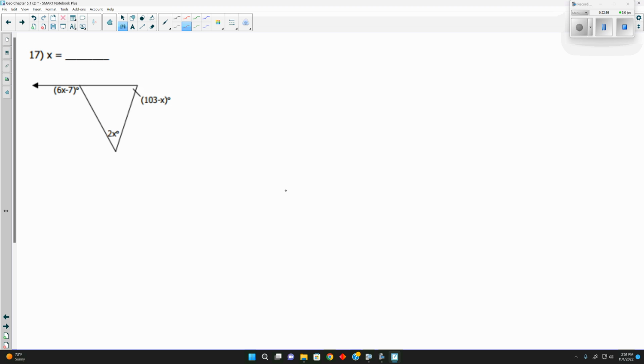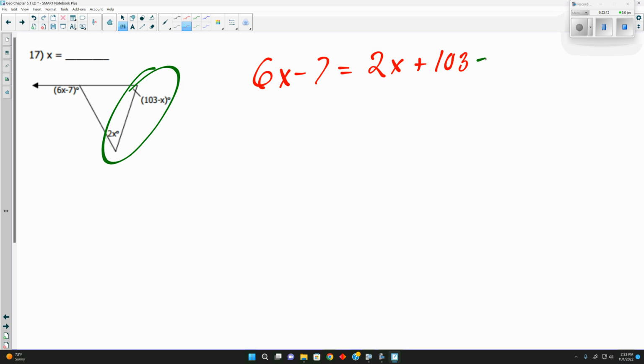So let's look at this here. What's the exterior angle? The exterior angle is equal to what? The sum of the opposite two interior angles. So that would be 2x plus 103 minus x. The exterior angle is equal to the sum of the opposite two interior angles. So we can combine like terms over here, which is 2x and negative x. 2x minus x is 1x.